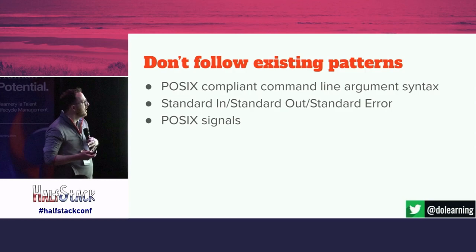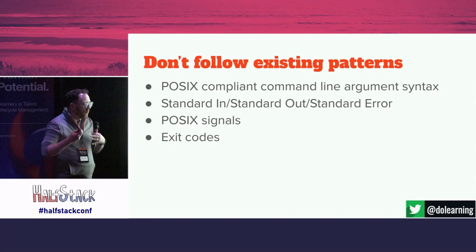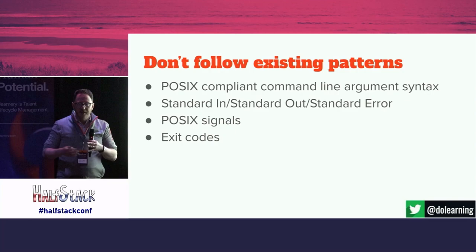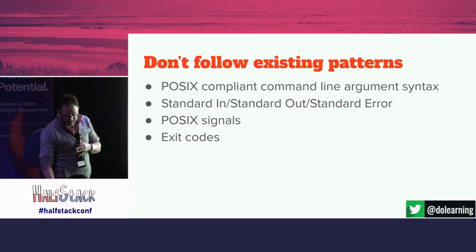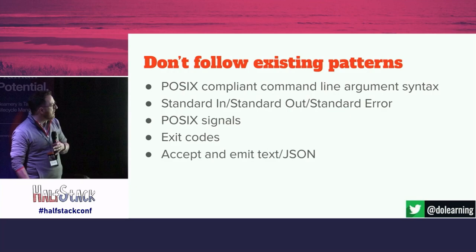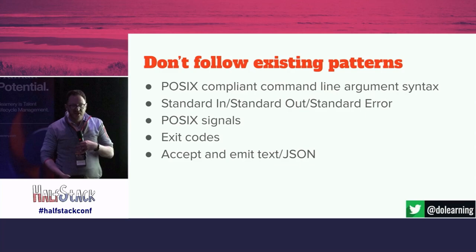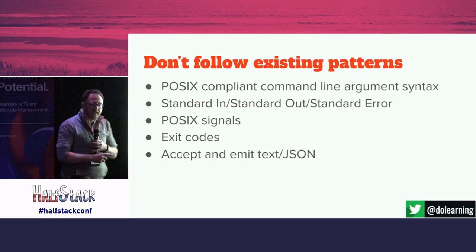Exit codes, we should normally exit with a zero if things went well, and a non-zero if something went wrong. So we would have this way to communicate with other tools in the ecosystem to say, yes, this is working, or no, there's a problem here and we need to deal with it. And lastly, it's nice for us to be able to accept and emit plain text or JSON in order to communicate with other tools. Those are the existing patterns, none of which we want to follow.